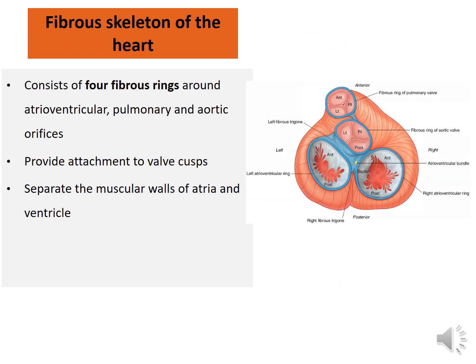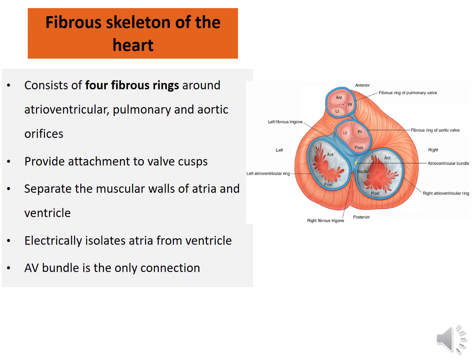When you look at the fibrous skeleton of the heart, which means the framework of the heart, this framework consists of 4 fibrous rings, as you see in the picture. These 4 fibrous rings are particularly located around the 2 atrioventricular orifices, the right atrioventricular ring and the left atrioventricular ring, and also around the pulmonary orifice and aortic orifice. So these fibrous rings provide attachment to the valves, or you can say valve cusps, and then these rings separate the musculature of your atria and ventricles.